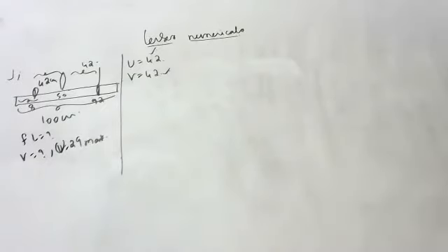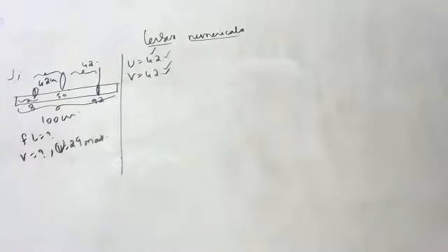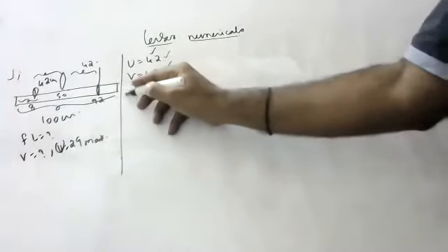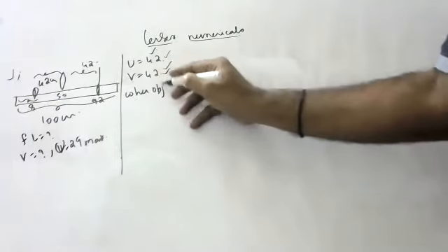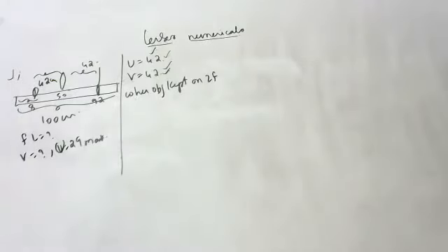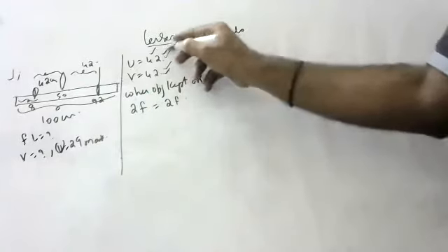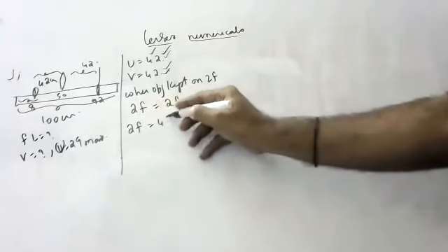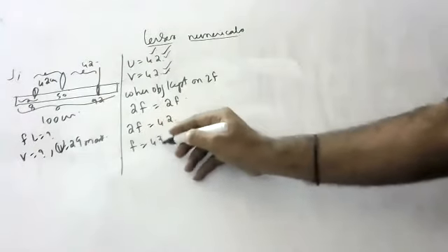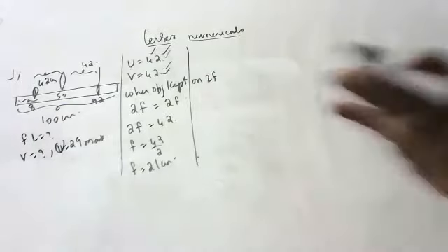Can anyone tell what is the heading for ray diagram? When object is at 42, image is also at 42. Only in one case it happens, when object is kept on 2f, image also you will get on 2f. So indirectly he is saying 2f is 42. So f is 42 by 2, f is 21 centimeter. This is the ray diagram method.